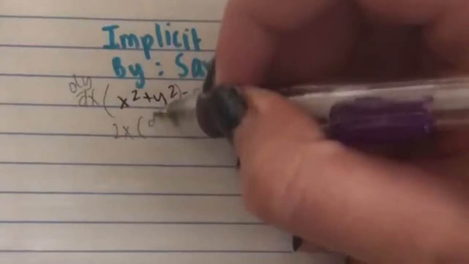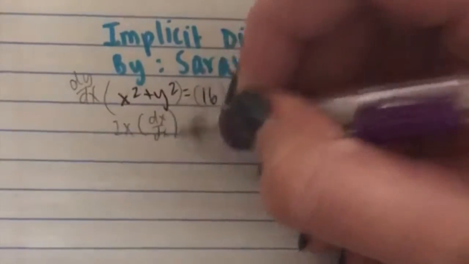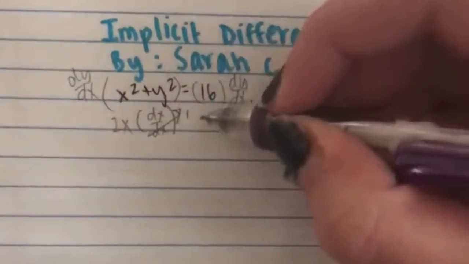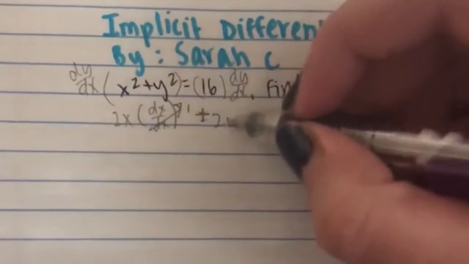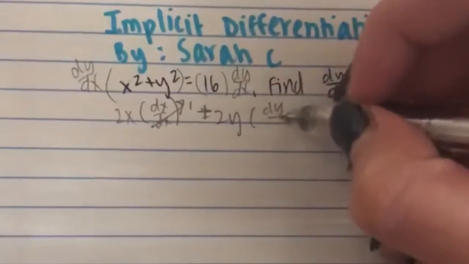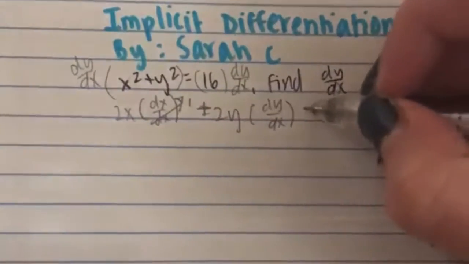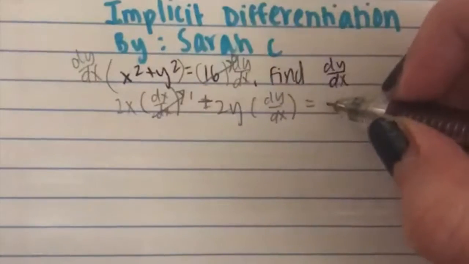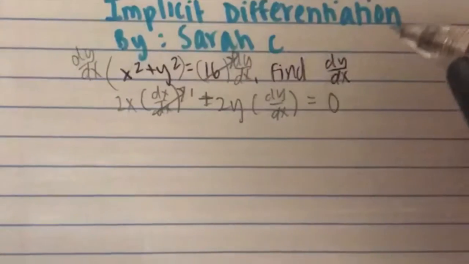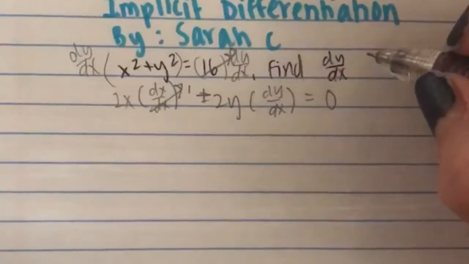of x. X squared derives to 2x, and in chain rule we must derive the inside of the function as well, so that we also multiply by dx over dx, which simplifies to 1. The derivative of y squared is 2y, and we must also derive the inside of the function so that 2y is multiplied by dy over dx because we are deriving in terms of x. Anytime we derive a number value, it turns to 0, so that in this case 16 turns to 0.